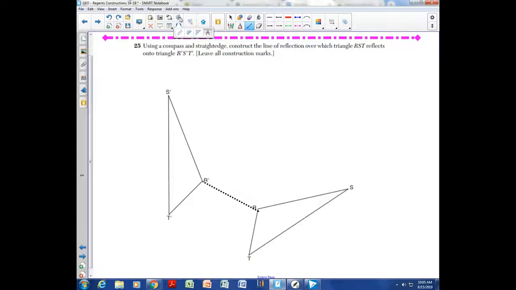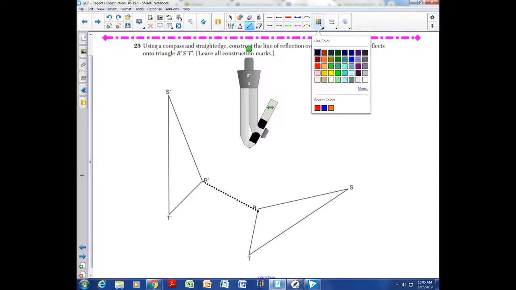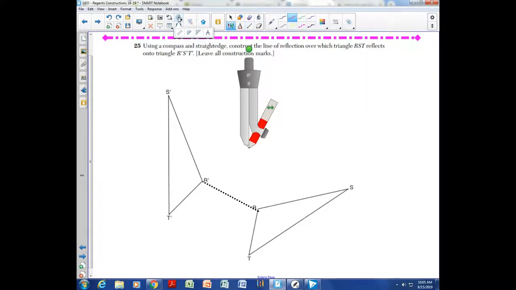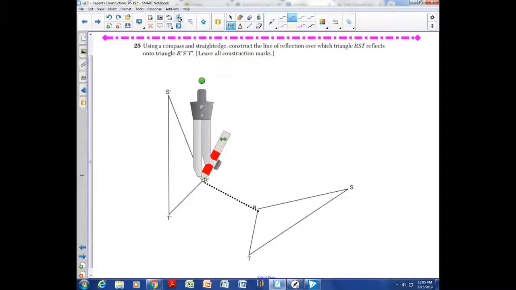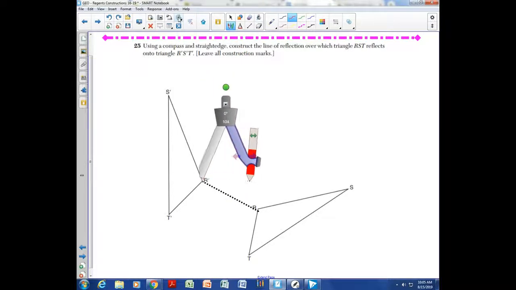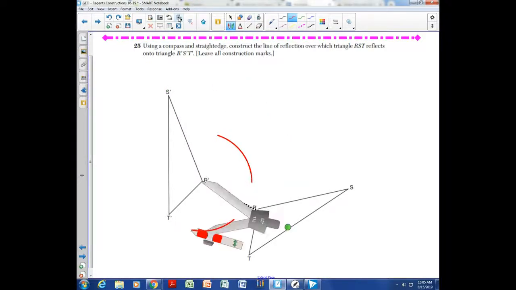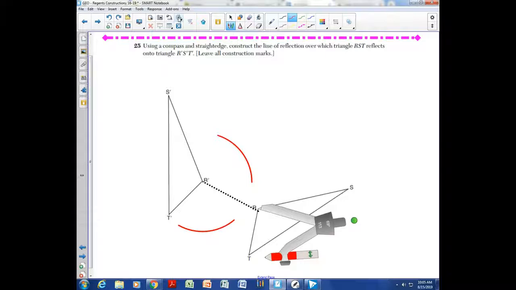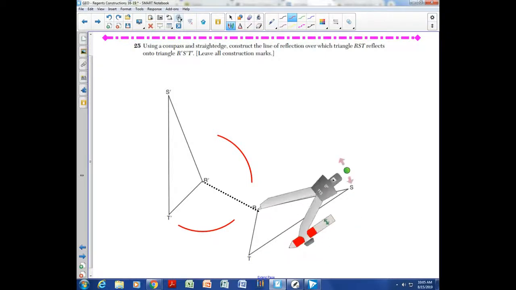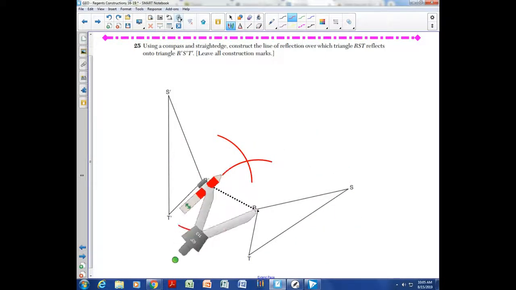So I'm going to take out my compass and put it on, say, R prime. All I have to do is make sure I am more than halfway to R. Again, you could draw the whole entire circles or just the arc above and below. Move the compass to the other end and again intersect those lines both above and below.